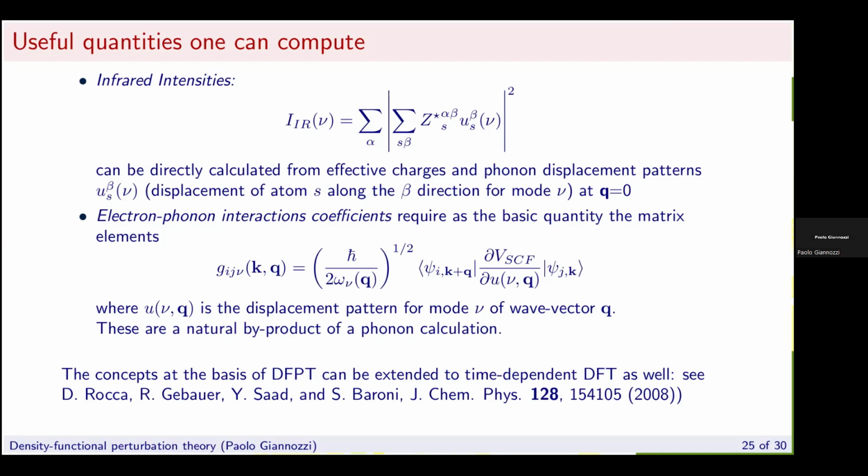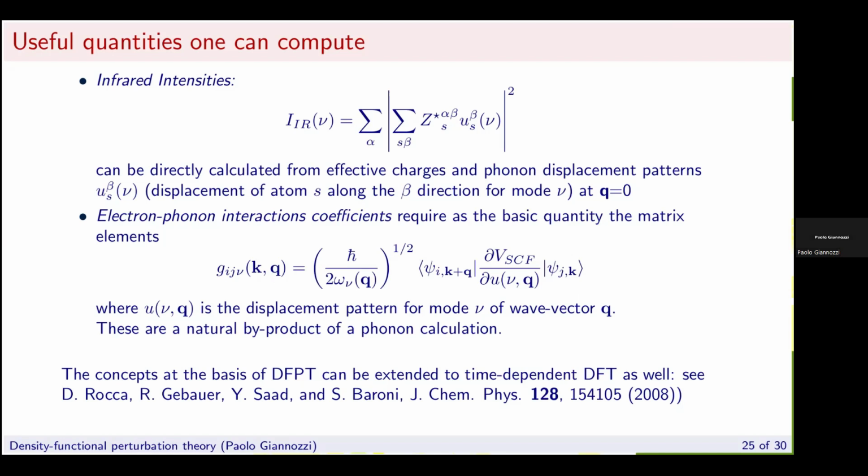Something that is also interesting to know is that the ideas behind density functional perturbation theory, in particular the idea of getting rid of some of the conduction bands and using instead the Sternheimer equation or a Sternheimer-like approach, can be extended to other cases, in particular to time-dependent density functional theory.